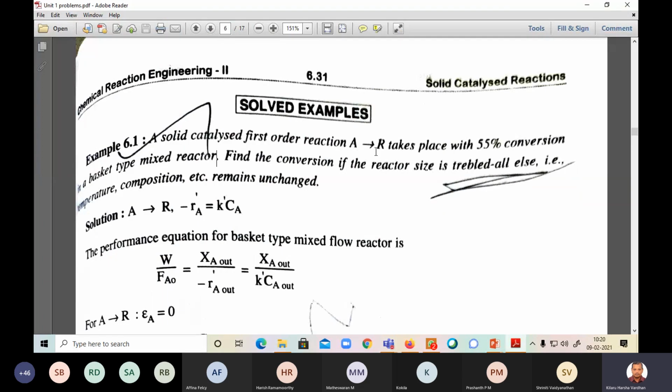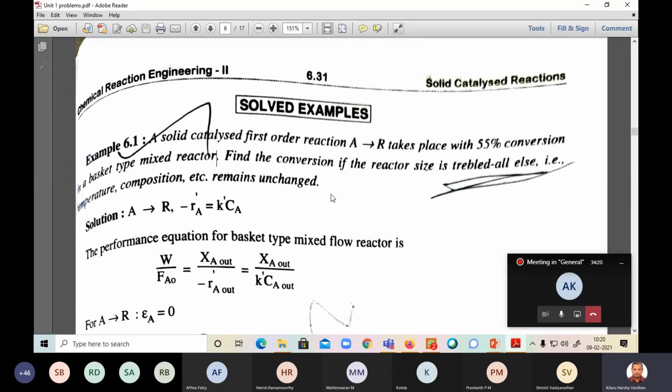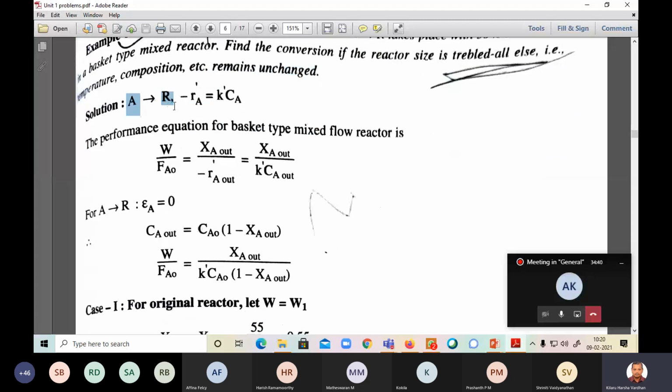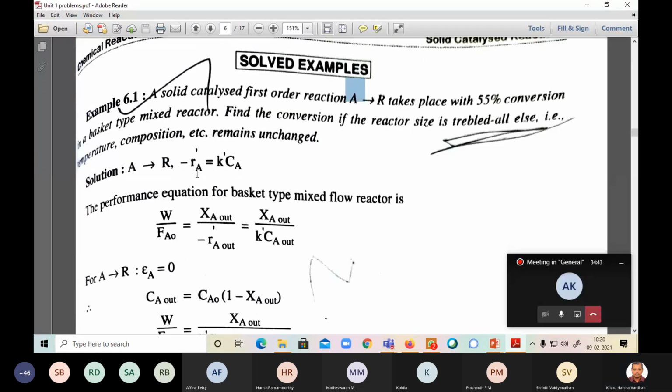So here we'll see the calculations now. Here we need to find out how much will be the conversion, right? If the reactor size is tripled, how much will be the conversion in the mixed reactor? Assuming same temperature, composition and flow rate, everything remains unchanged. So let us use this equation. A is giving R. It is first order. Therefore, minus RA dash is K dash CA. I am putting dash to tell it is solid catalyzed, because he is giving it itself as catalyzed or heterogeneous reactions. So we have to put K dash.